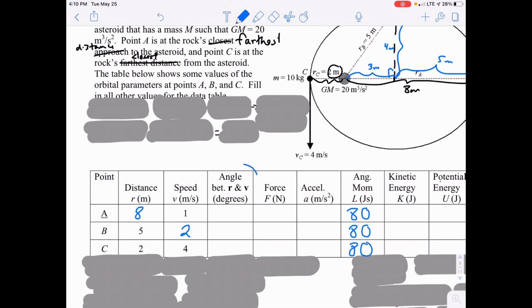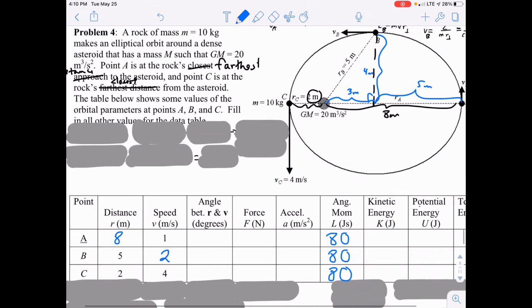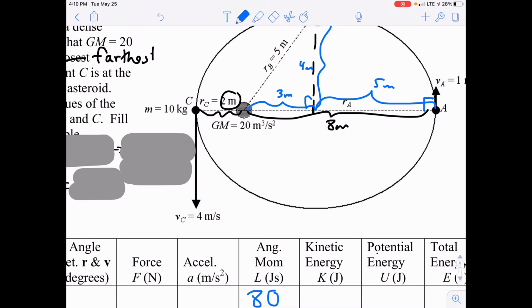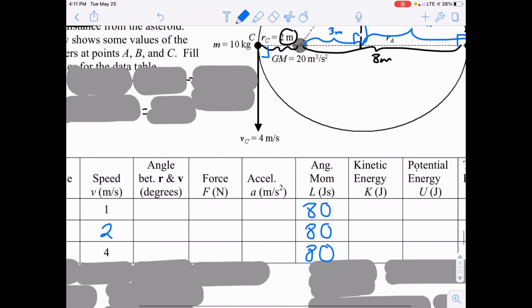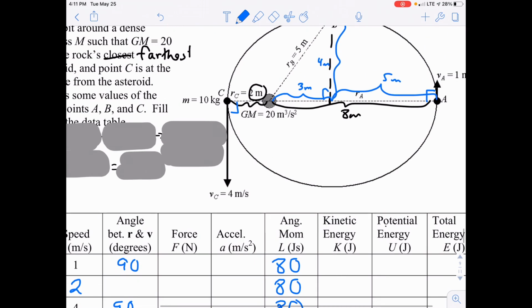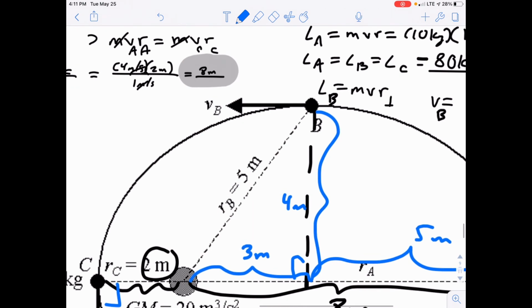Okay, what are the angles between R and V? The angle between R and V is going to be perpendicular at A and C, so that part's easy. But what about this one here? What's that angle right there? Well, that angle is the same as this angle here. And from a 3, 4, 5 triangle, that is a 53-degree angle.